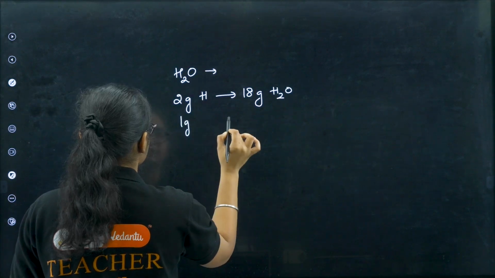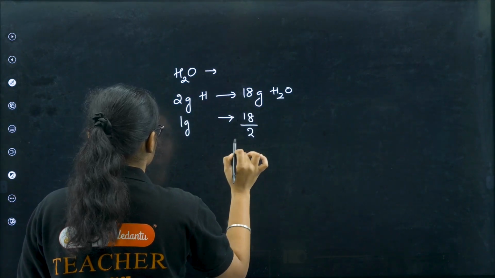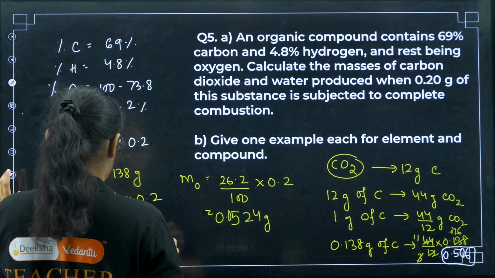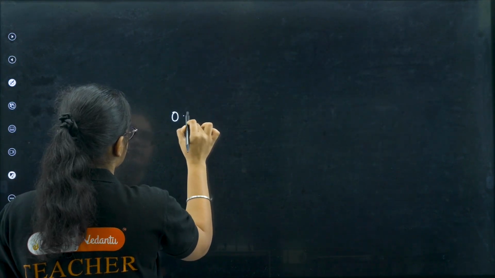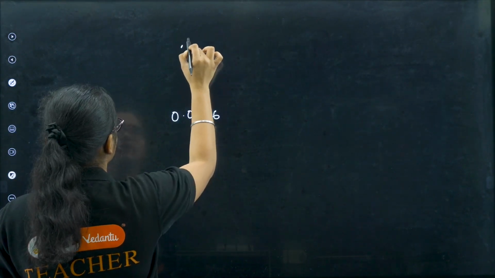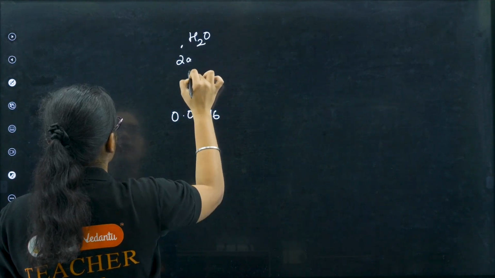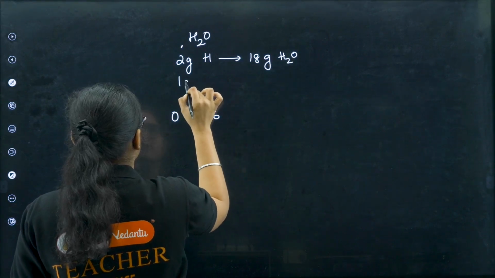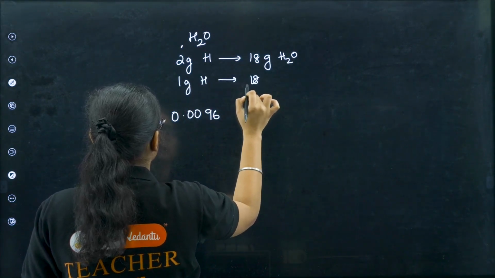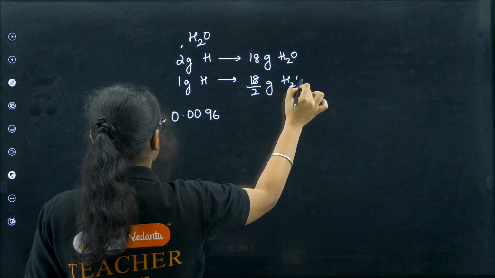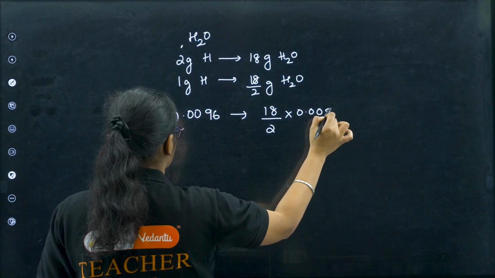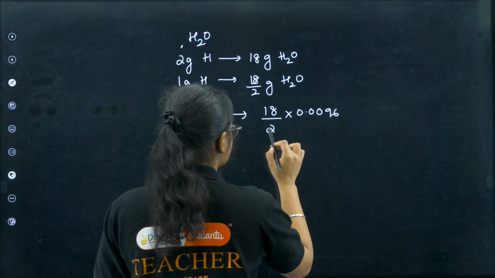So from 1 gram, how much will I get? 18 by 2. Okay. Next, how much hydrogen was there? Hydrogen was 0.0096, right? Let me write down again, H2O. So from 2 gram of hydrogen, I have 18 gram of water. Now from 1 gram of hydrogen, I have 18 by 2 gram of water. Now for 0.0096, it is 18 by 2 into 0.0096. Okay. So now if I solve this, how much will I get?